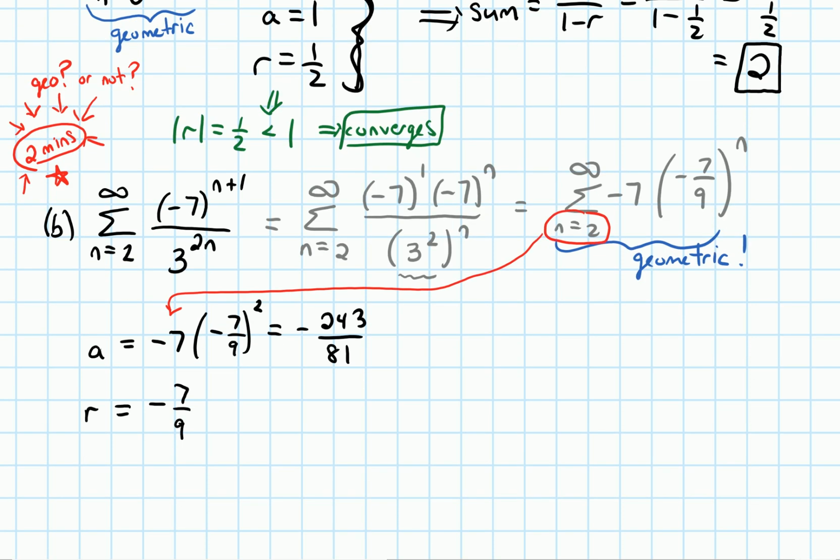So now, does this converge? I look at my value of r, and the absolute value of this is going to be positive 7 over 9, which is less than 1. So this also converges.